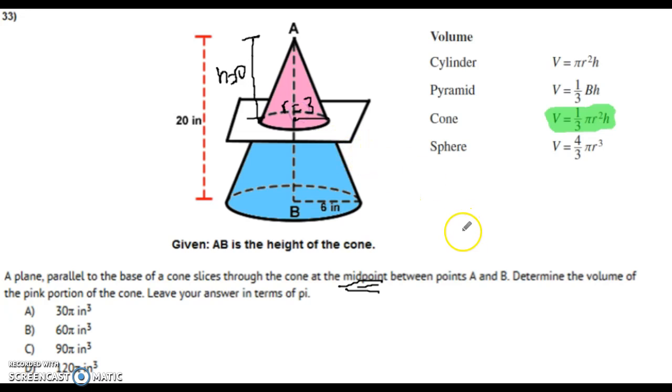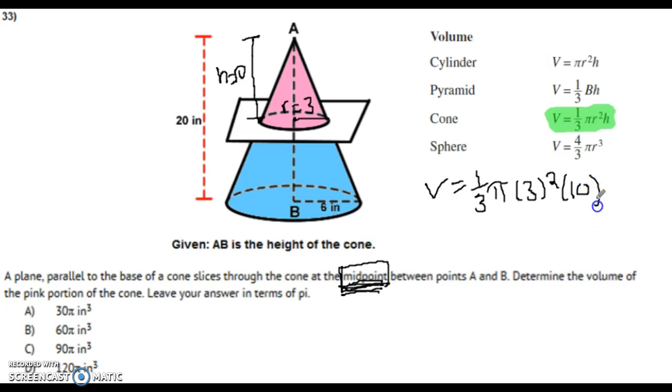So once we have our height and our radius, and just as a reminder, we were able to divide those in half because we knew it was at the midpoint. So then we just plug it into our volume formula. 1/3 pi times the radius squared times the height. And it becomes a calculator problem from here.